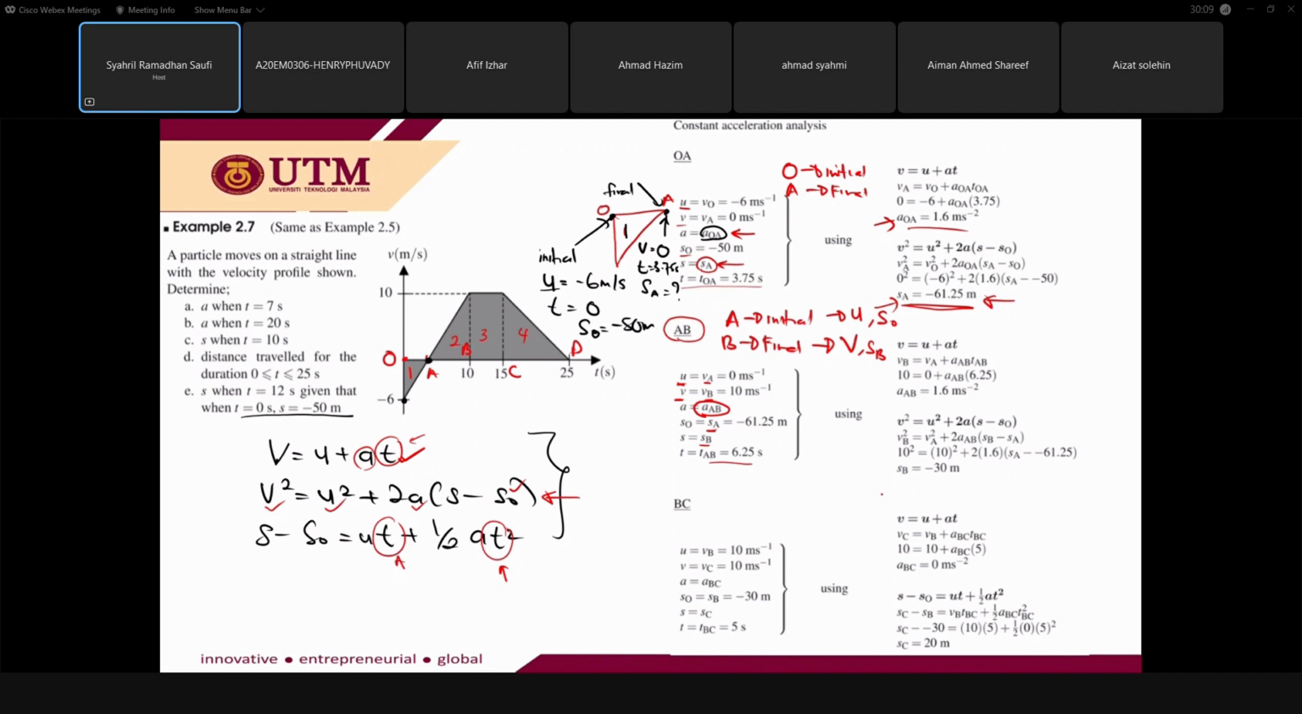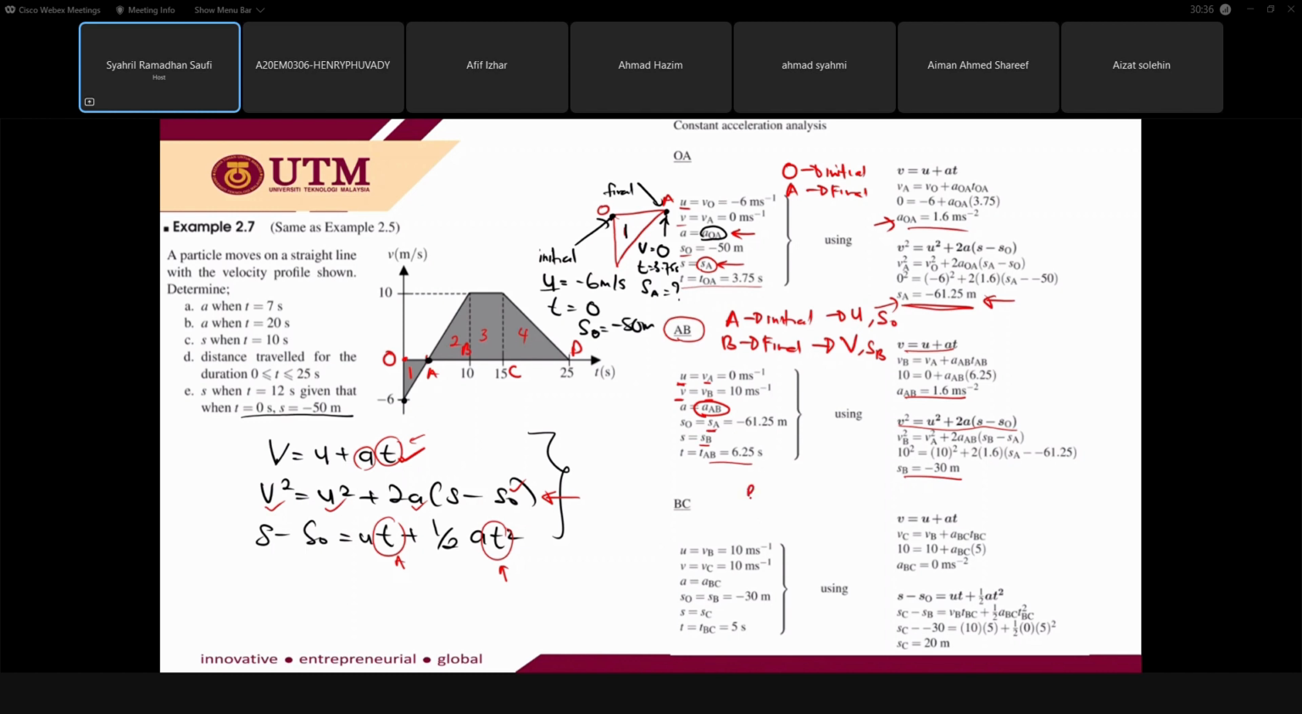Alright, so now you have listed all the important parameters, so you can substitute into this equation. So you obtain acceleration is 1.6 for section AB, and for SB it is negative 30 meter. So now you obtain two parameters, acceleration and displacement. Then you go on to the third section, B to C.